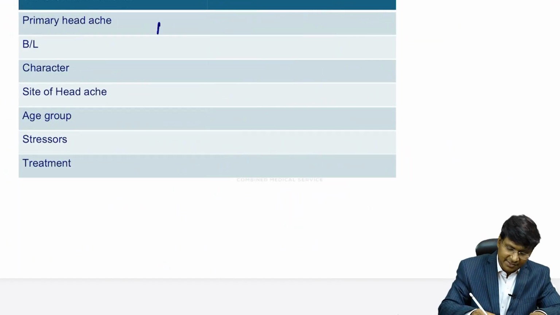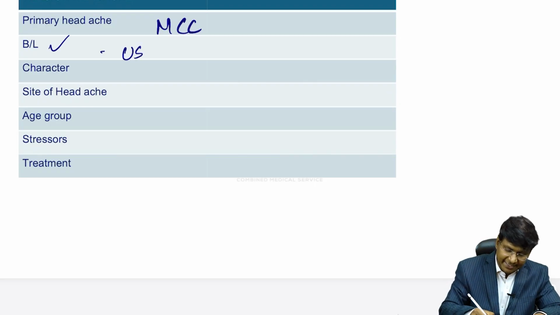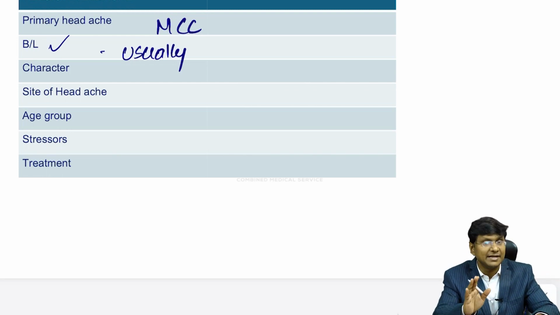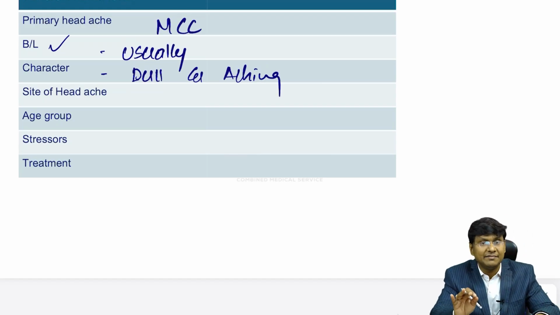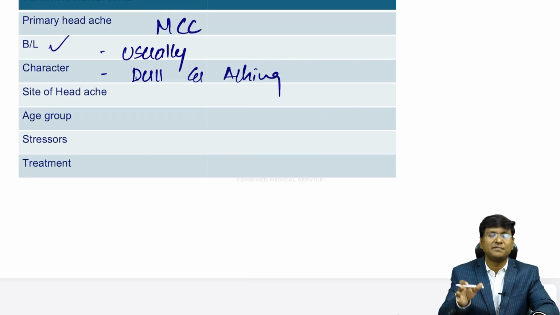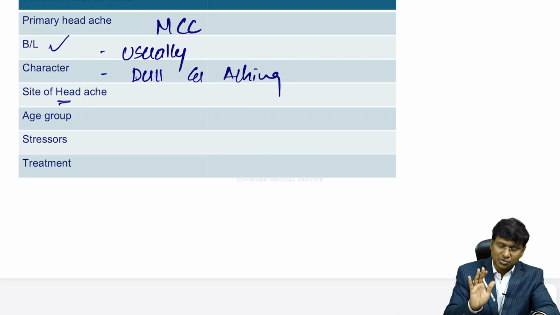So tension headache, this is the most common cause of primary headache, and it is usually bilateral. Whereas in case of migraine and cluster headache, they are unilateral, but this is usually bilateral. And the character of the headache is dull and aching. The patient will be complaining of fullness within the head, or tightness of the head, or pressure over the head, right? And the headache is not very severe, it is only dull and aching.